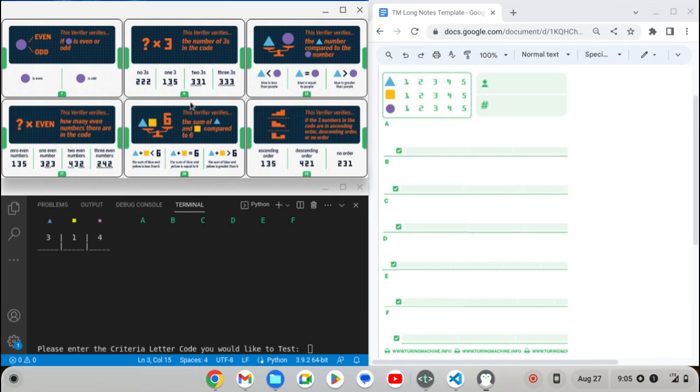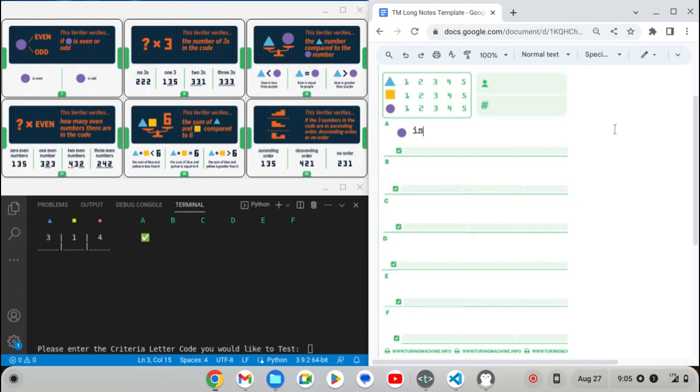And so we're going to start off with an initial proposal of 314. So the first thing I want to do is test criteria card A. Okay, so the Turing Machine does approve of my choice for circle. I did choose an even 4, so it's letting me know, yes, circle is in fact an even digit. So let's go ahead and type that up in section A.